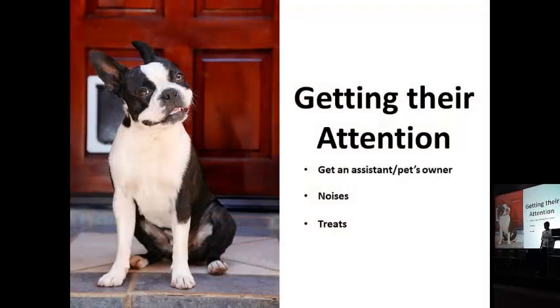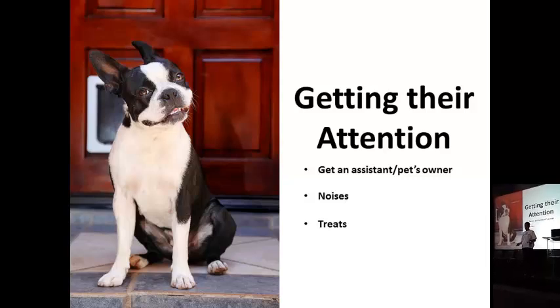Okay, getting their attention. The main thing is when you try and get a dog's attention, get an assistant. And who's the best assistant for that pet? The owner, because he knows the pet, he knows how to scratch their tummies or do something that will evoke a reaction. They will also listen more carefully to their voices.